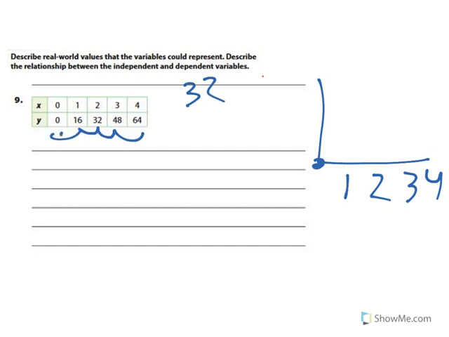Whoops, 16 minus 0 is 16. Now see if that's a pattern. What's 16 plus 16? 32 it is. And so that is what we're going up by now. We're going up by 16s.